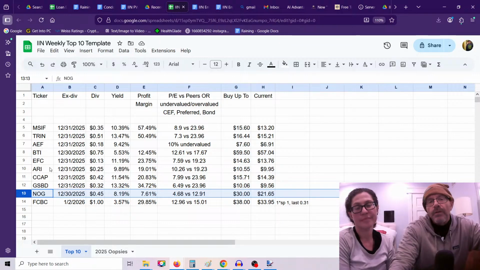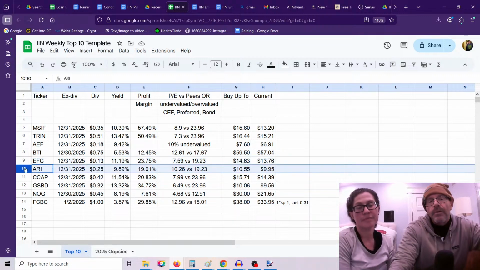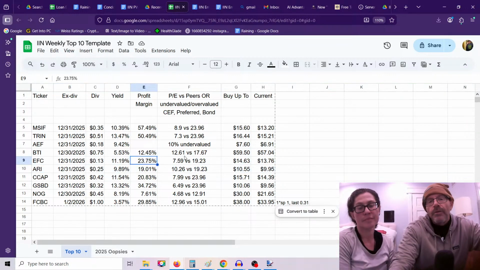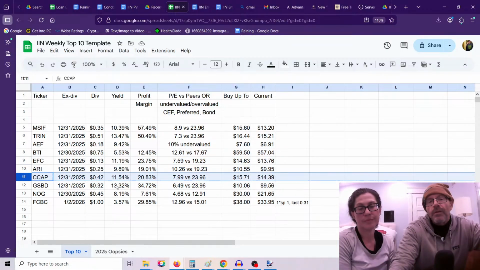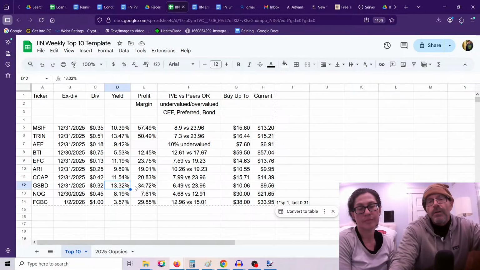Let me have you see, because these are the same ones. This is an MREIT and this is an MREIT. Higher yield, higher profit margin, more room to grow. So that one gets ranked higher. It's the same with this one. These are the same thing. So this one has a higher, so this one's going to go above CCAP.